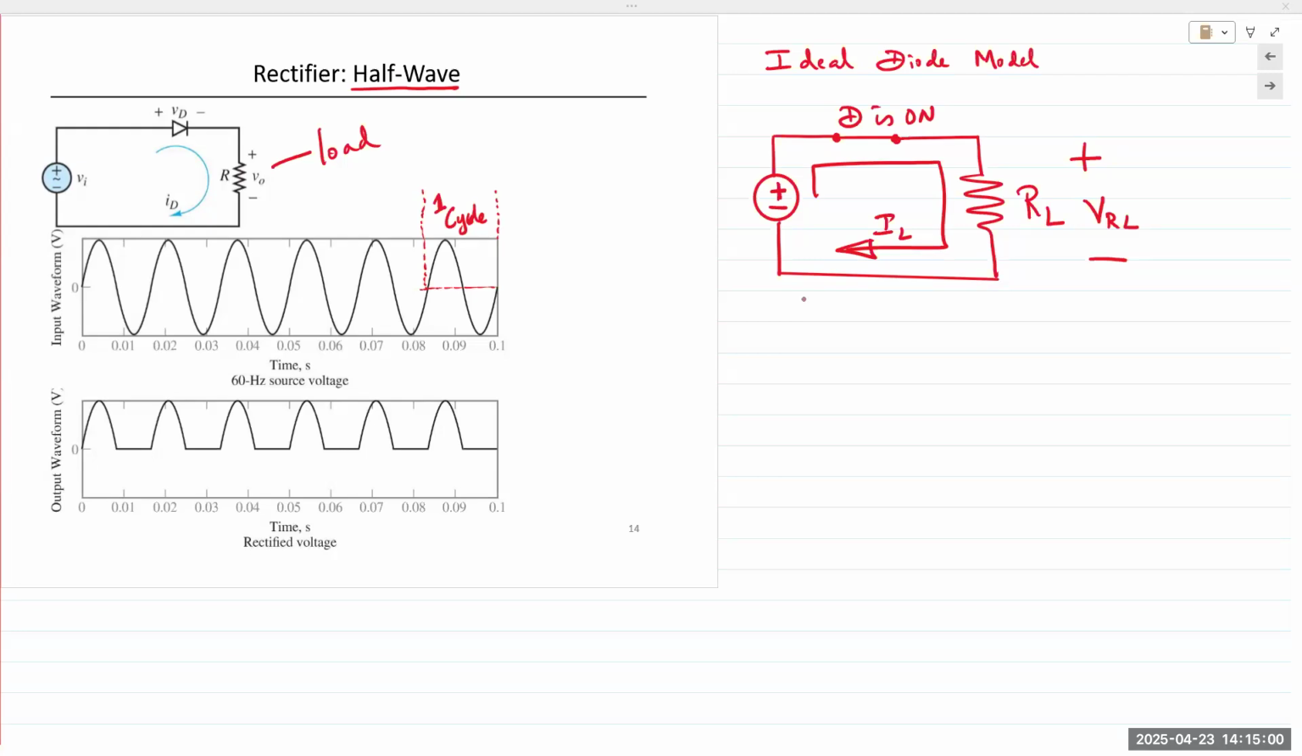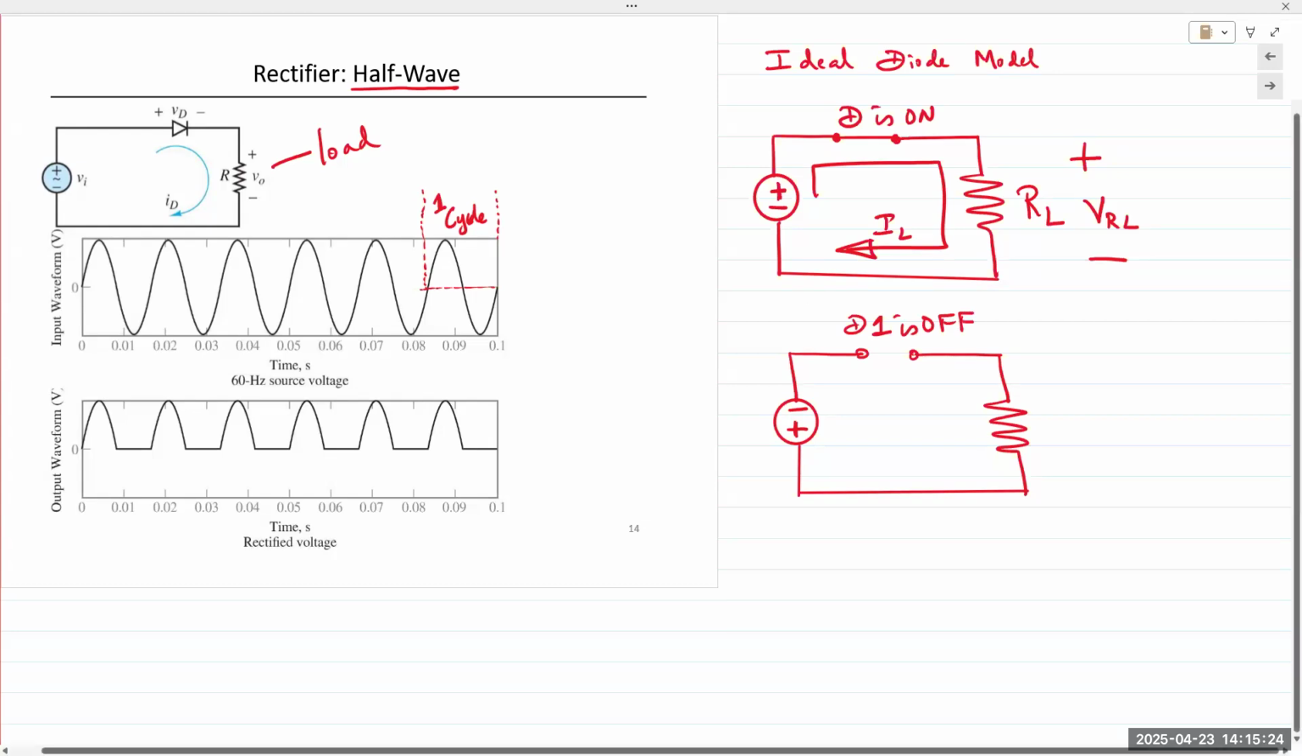Negative half, the exact opposite happens. We can represent the negative half with a plus and a minus this way. Bottom terminal is plus, top terminal is minus, which renders the diode open. Reverse bias, hence open circuit. And we can say diode D1 is off. Okay, D1 is off.